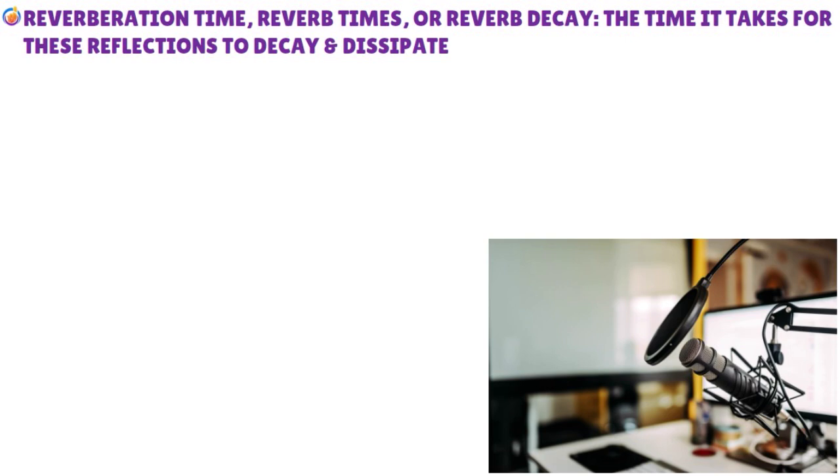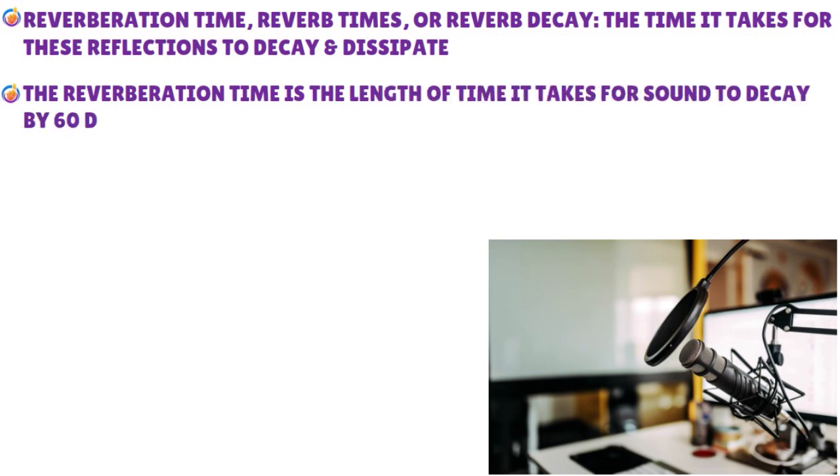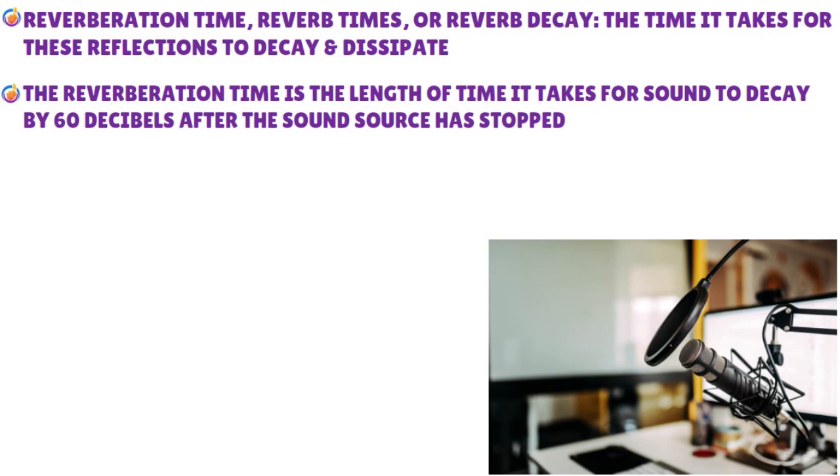So now, when I talk about the reverb time, it is actually the length of time it takes for a sound to decay by 60 decibels after the sound source has stopped. Now, this time is typically measured in seconds and can vary depending on the size and shape of the room, as well as the materials used in the construction of the walls, ceiling, and floor. So this trifecta is really important: walls, ceiling, and floor.